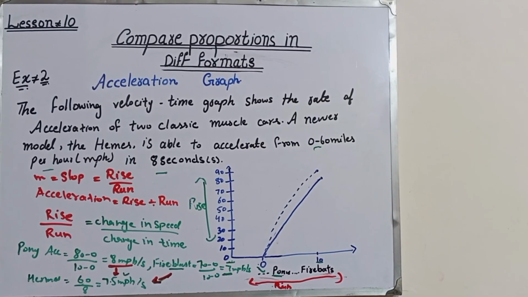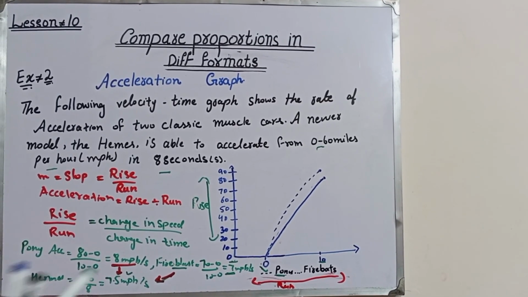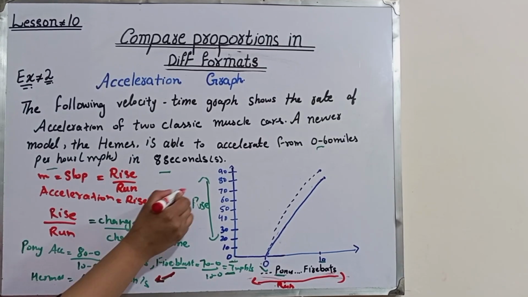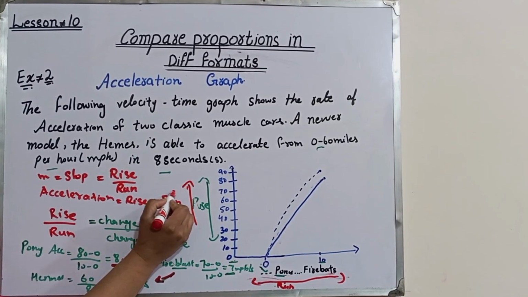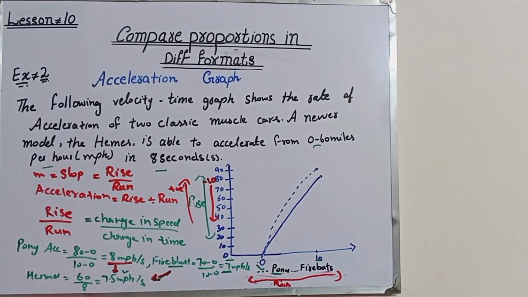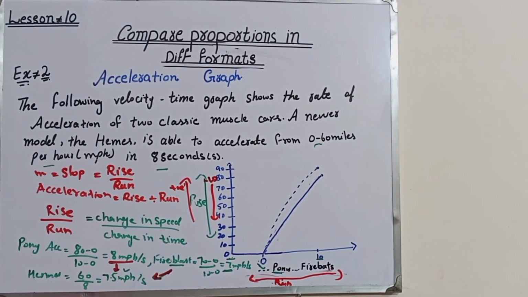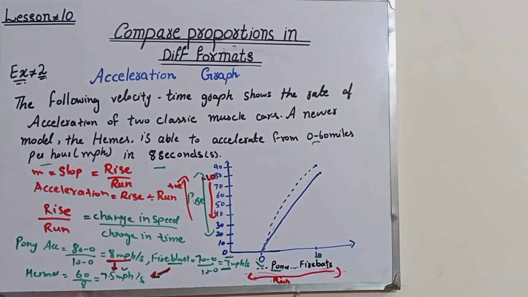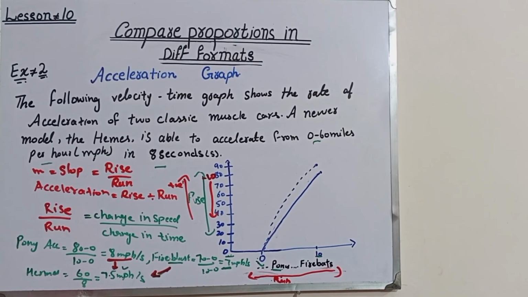On a graph, if the line goes upward, it is a positive change. If the line goes downward, it will be a negative change. And if the line is flat, it will be zero slope.